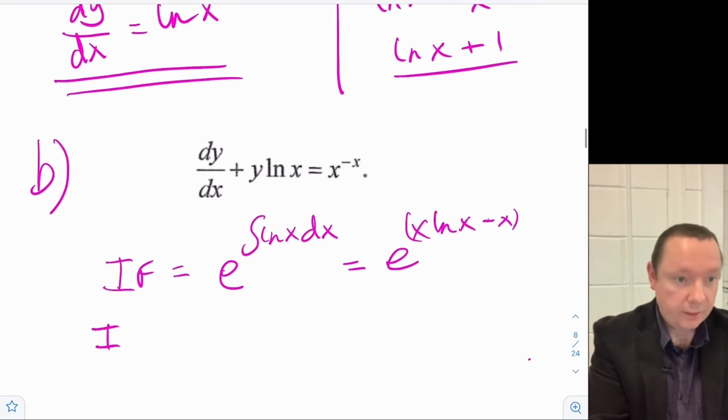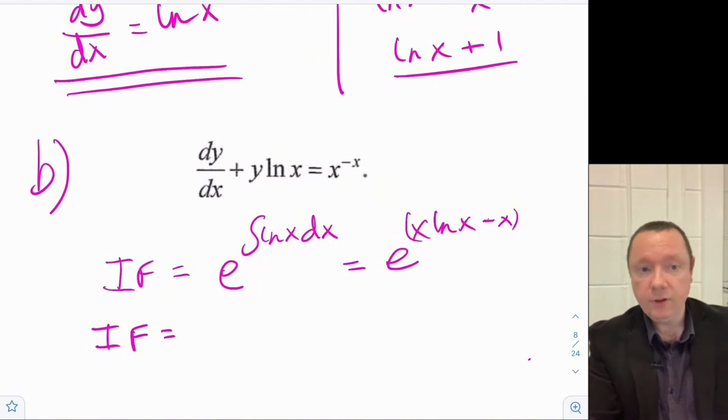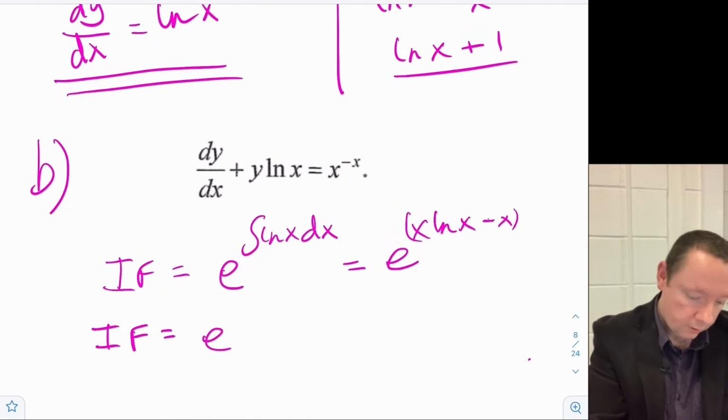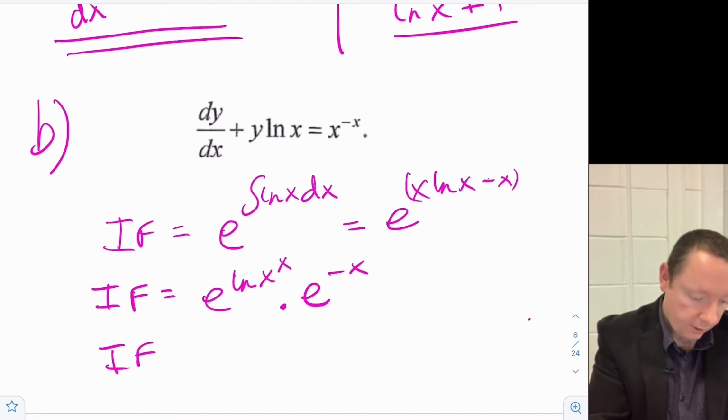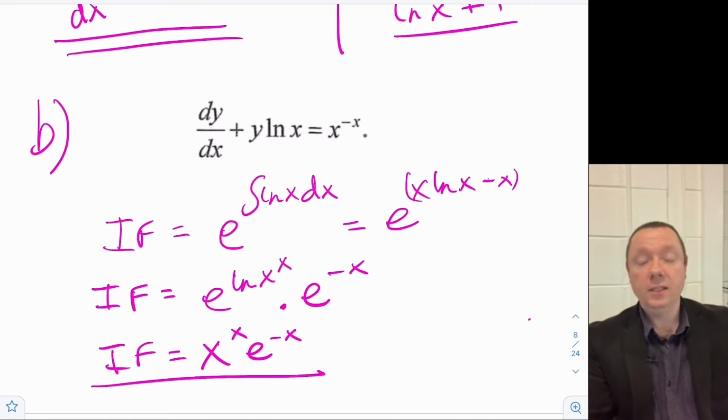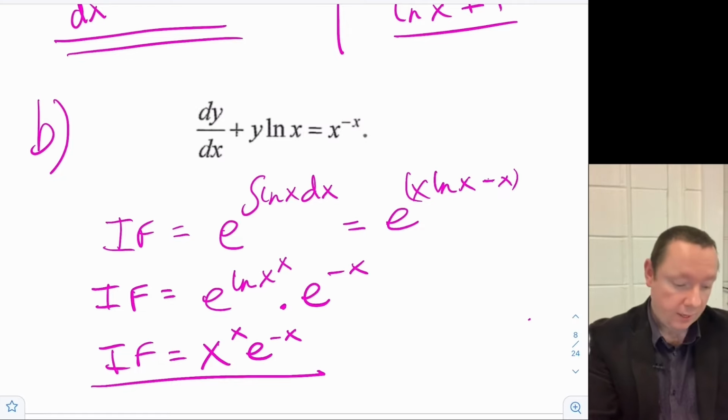So that means our integrating factor is e to the log of x to the power of x times e to the minus x. So that means our integrating factor is just simply x to the power of x times e to the minus x. So we can just times both sides by our integrating factor.